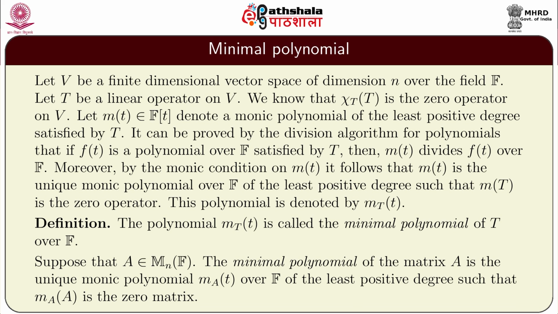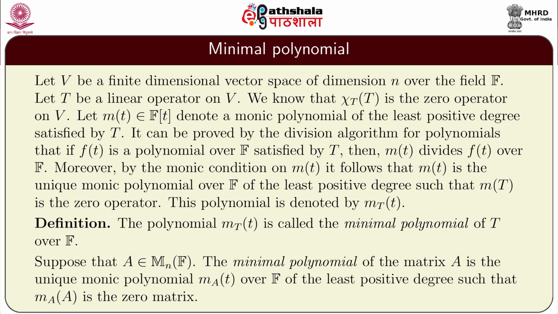We know that the division algorithm is true in the polynomial ring F[t]. And we can apply the division algorithm to show that if f(t) is a polynomial over F satisfied by T, then m(t) must divide f(t) over F. Well, how to see that?